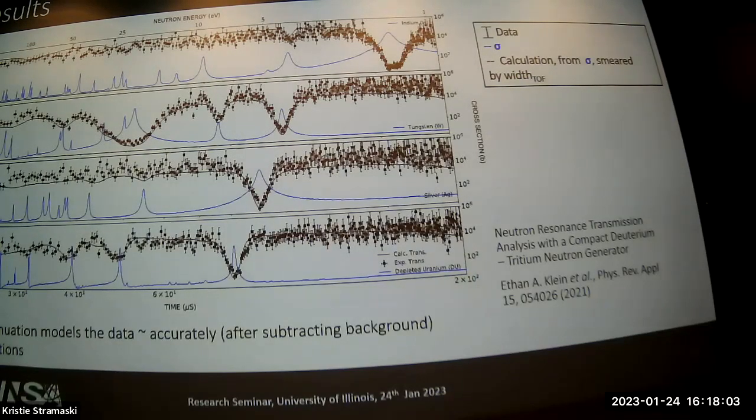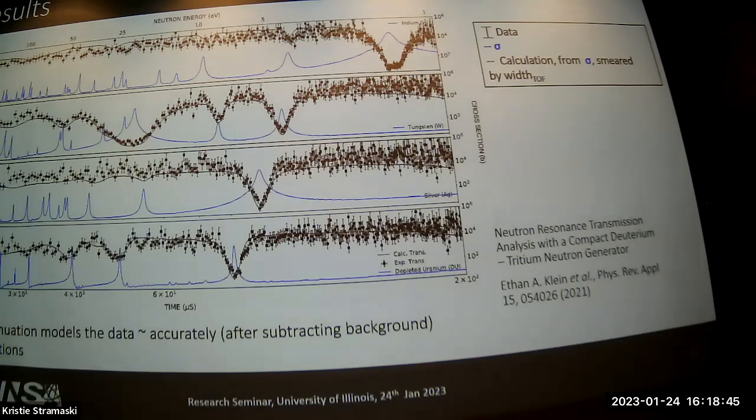So this is the transmitted neutron energy spectrum. The x-axis is time of flight. The blue curve is just the theoretical cross sections. So you can see that where you see a peak in the cross sections, you see a dip in the experimental data. That is where the neutrons are getting absorbed. The first plot over there is for an indium target. Then we had tungsten, silver, and depleted uranium. Depleted uranium is mostly uranium-238.